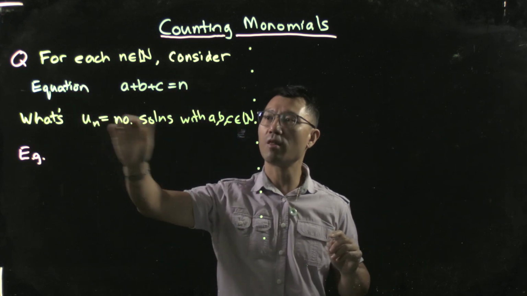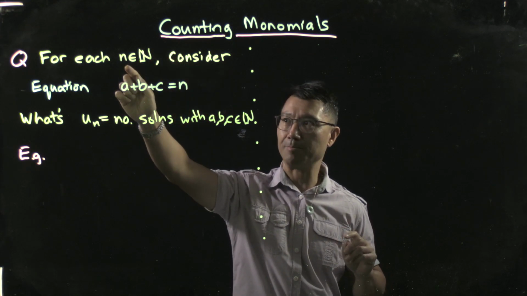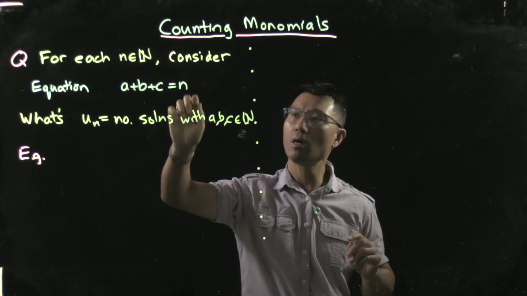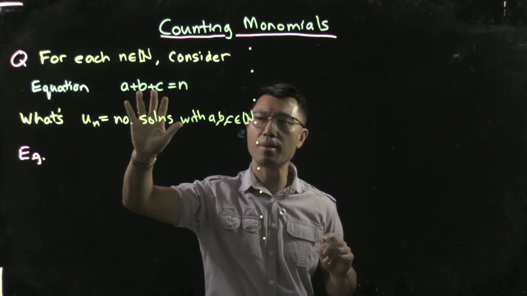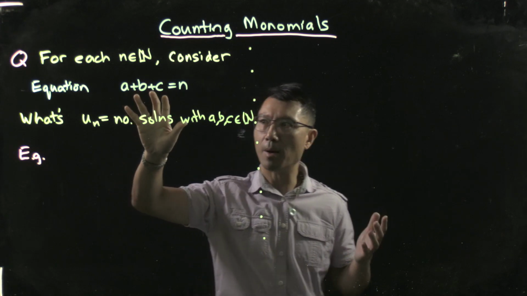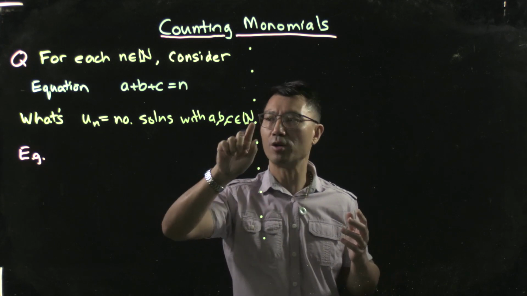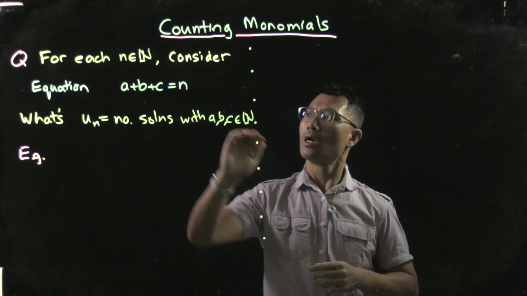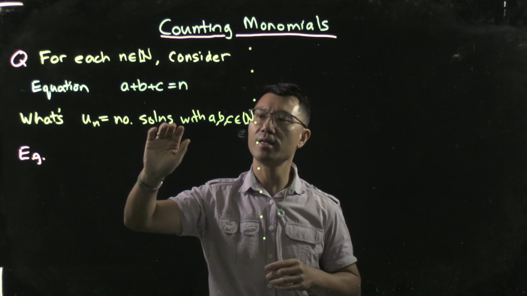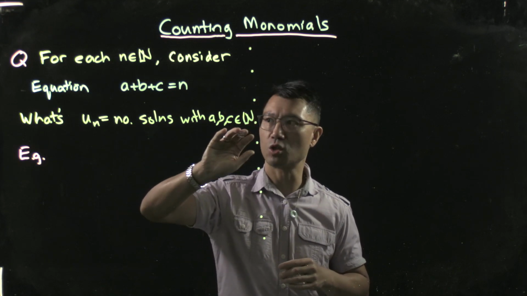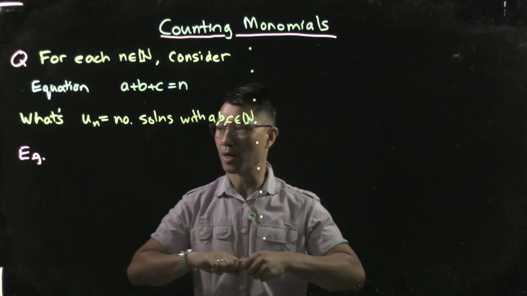We're going to consider the following equation for each and every natural number n. For each natural number n, we look at a, b, c whose sum is equal to n. These a, b, c are not allowed to be any number. They all have to be natural numbers, so non-negative integers. We'll look at all the solutions, and for each n, we count the number of natural number solutions to this equation. Let's have a look at some of the earlier terms.